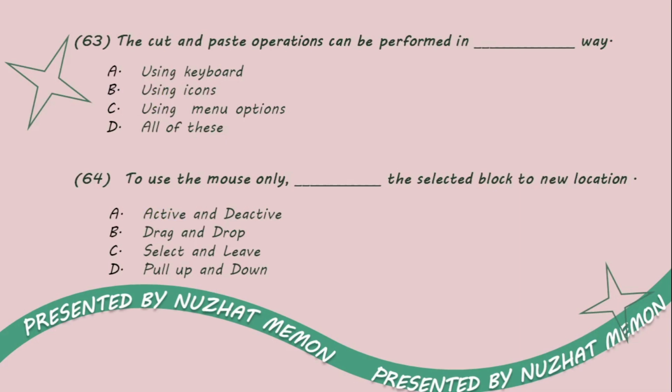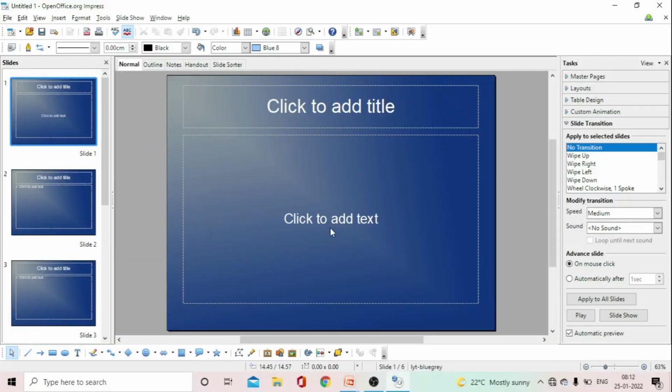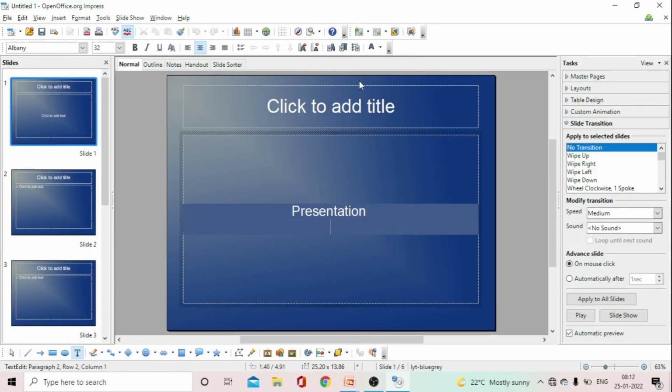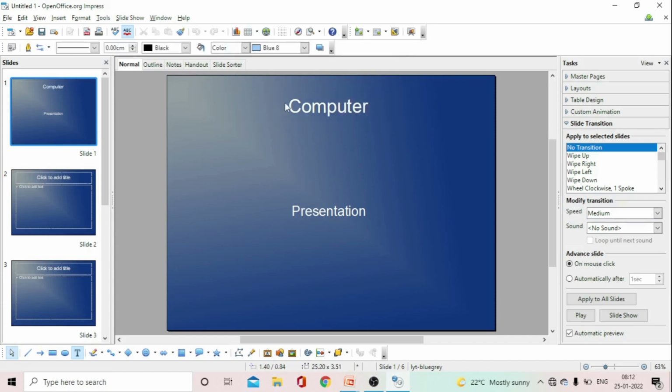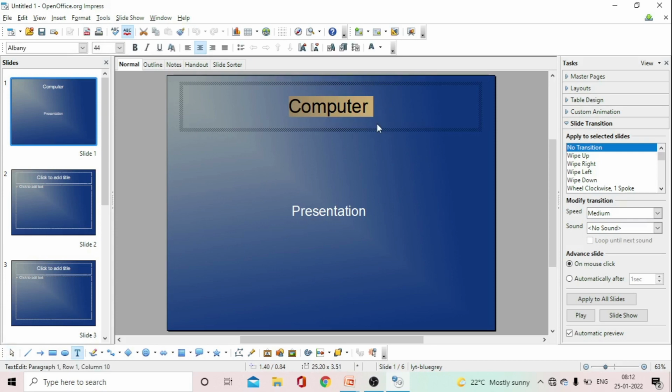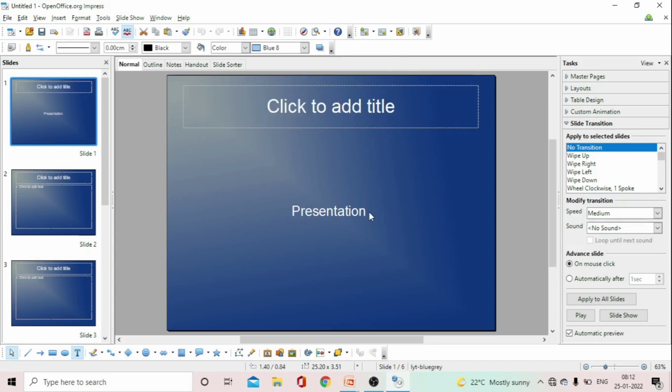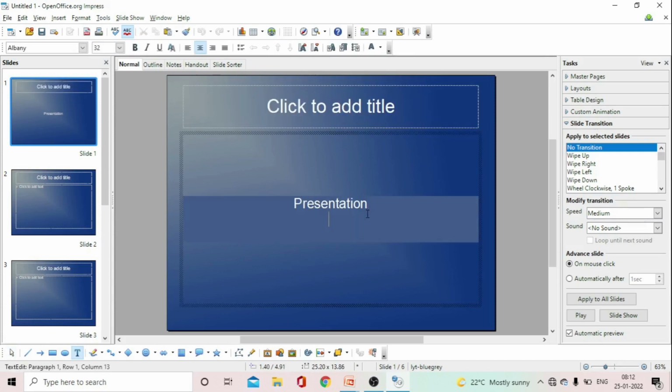That is 63. The cut and paste operations can be performed in different ways, like using the keyboard, for example using shortcut keys, then using icons. Yeah, there are icons also, and the next is using the menu option. For example, let's write here something. I have written presentation here and I'll write computer here. So these two words are written here, and now if I want to cut this, first is Control plus X, see that is removed. Now if I go here and I want to add that, I'll go for Control plus V, that is paste, right?